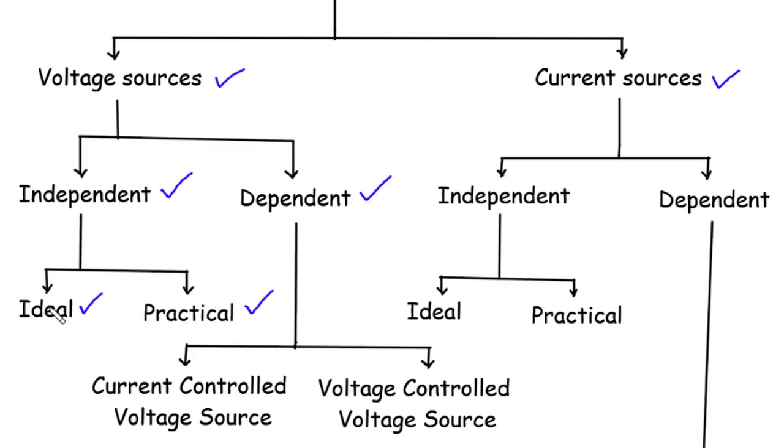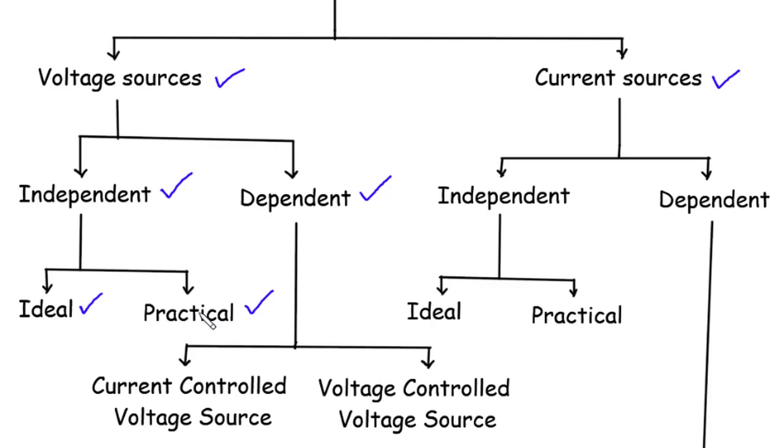Ideal voltage sources, often represented as ideal batteries, are theoretical constructs used for analysis and circuit design. They are characterized by their ability to provide a specific voltage without any internal resistance or limitations. This means that ideal voltage sources can maintain a constant voltage regardless of the load or current drawn from them.